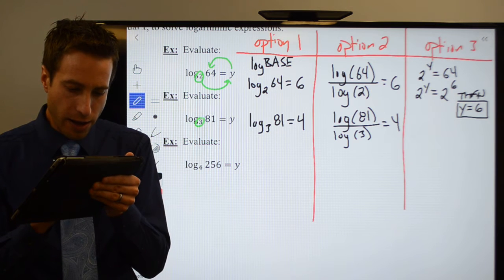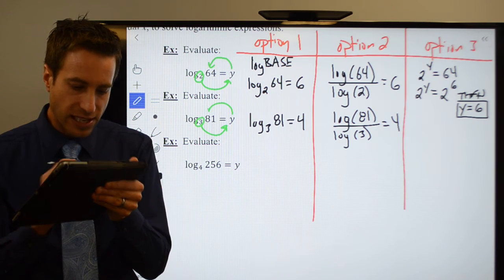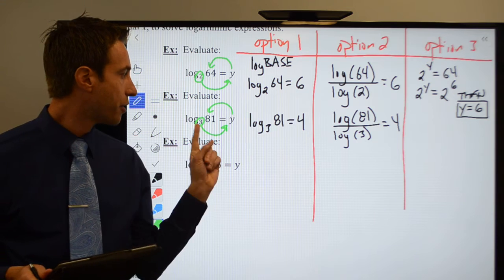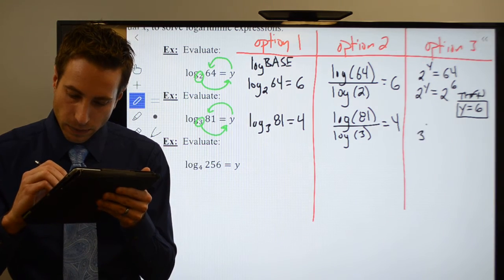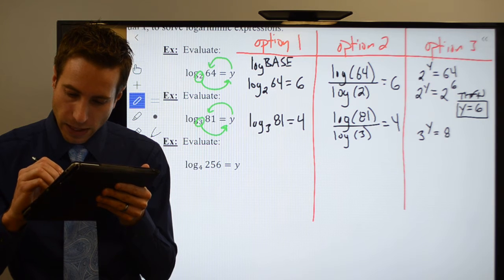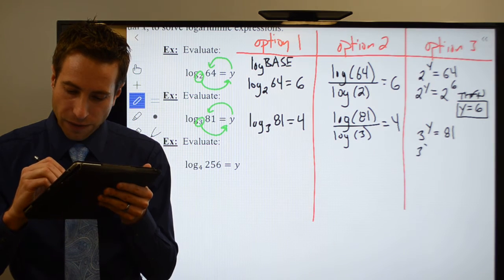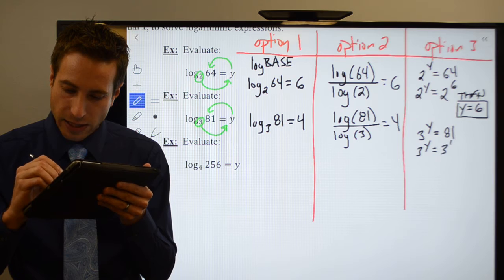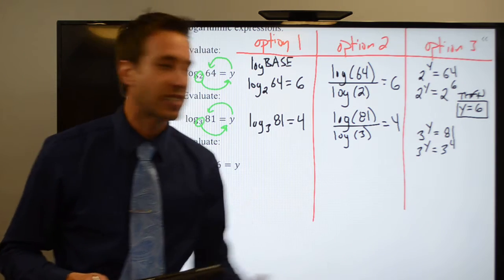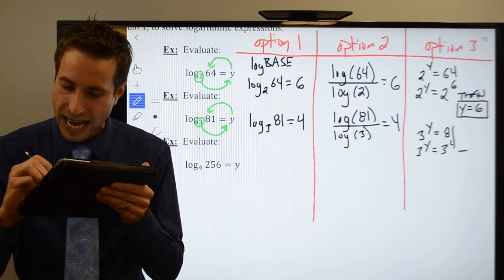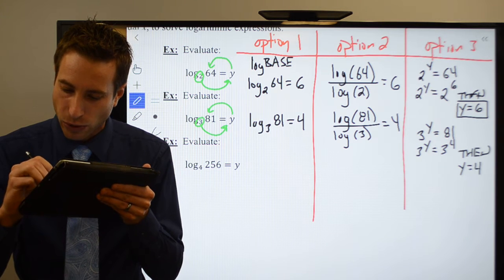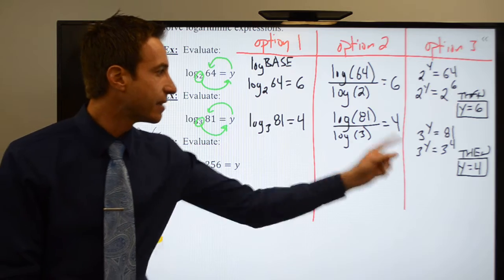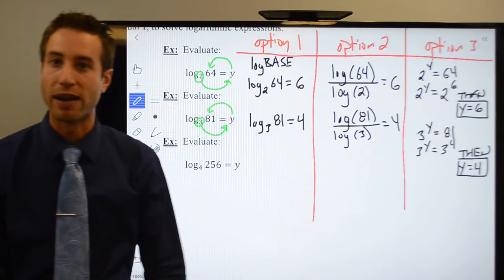Snail method. Snail your way around that equal sign. 3 to the y is equal to 81. Again, doesn't take a whole lot of work to figure out that 81 is 3 to the 4th. If the bases are the same, the property tells me I set the exponents equal to each other. y is equal to 4. And any of the 3 options, you're going to get 4 every single time.